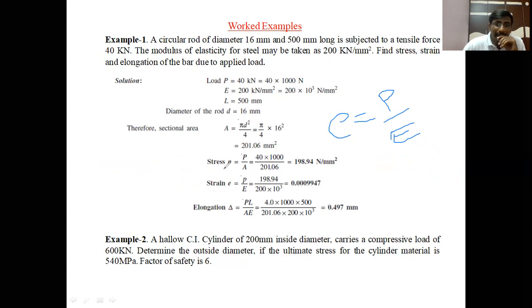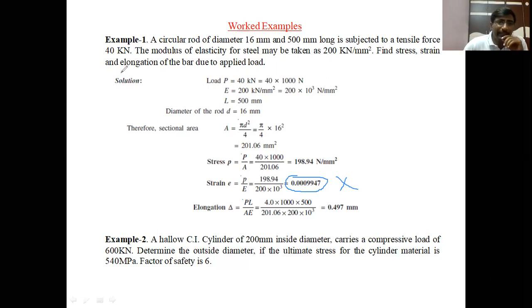Small p we previously calculated, that is the stress value, 198.94 newtons per mm square. Young's modulus is given in the problem itself as 200 kilonewtons per millimeter square. We converted it into newtons per millimeter square, 200 into 10 cube newtons per mm square. By substituting the 200 into 10 cube, we get the strain in the circular rod as 0.0009947. It has no units. Strain has no units.